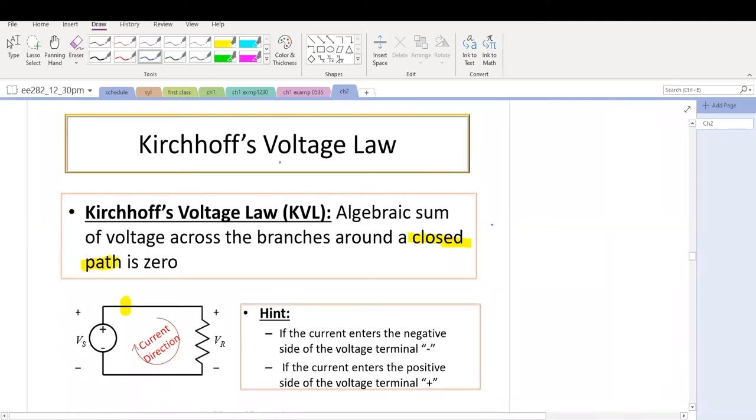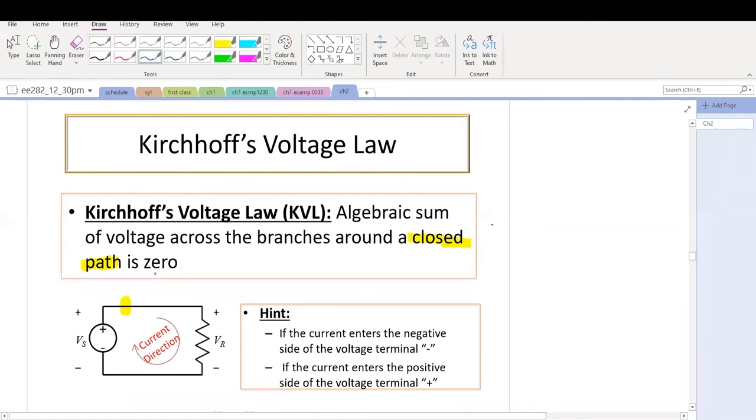Kirchhoff voltage law, KVL. KVL is a dual of KCL. We know KCL already, and KVL has a similar mathematical expression. KCL is applied to nodes, KVL is applied to loops, so nodes and loops are a dual pair. Later on, when we talk about methodology to analyze circuits, nodal analysis applies to nodes, and mesh analysis applies to loops.